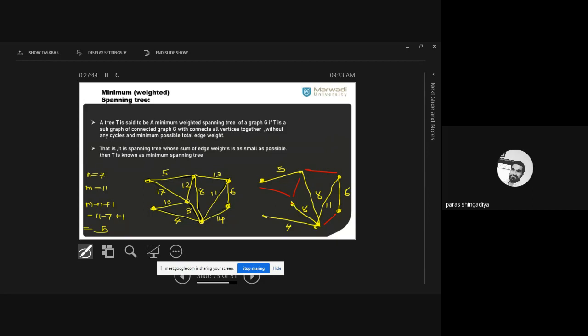And in this spanning tree, we have included such edges whose weight is minimum. So therefore, this graph is called a minimum weighted spanning tree. Okay? This graph is known as a minimum weighted spanning tree. Is it clear? Any confusion?